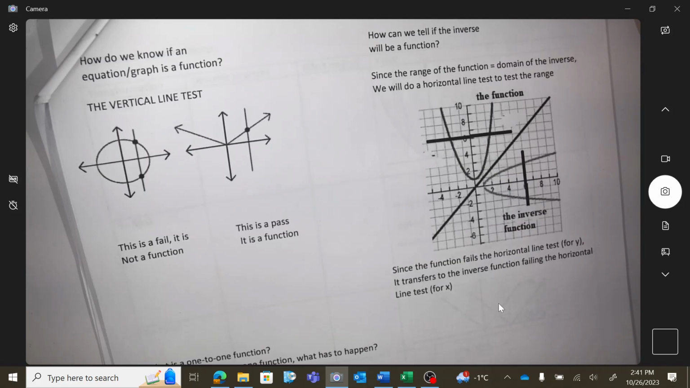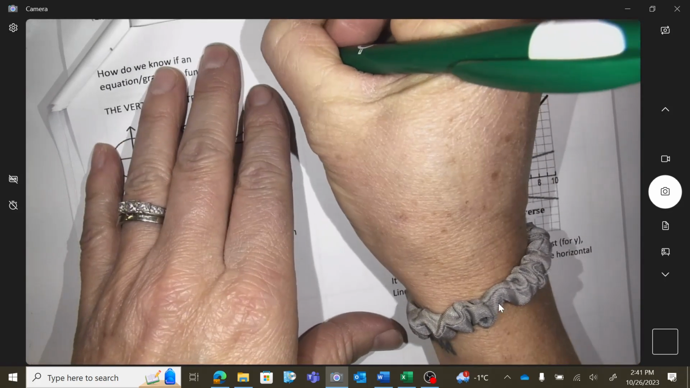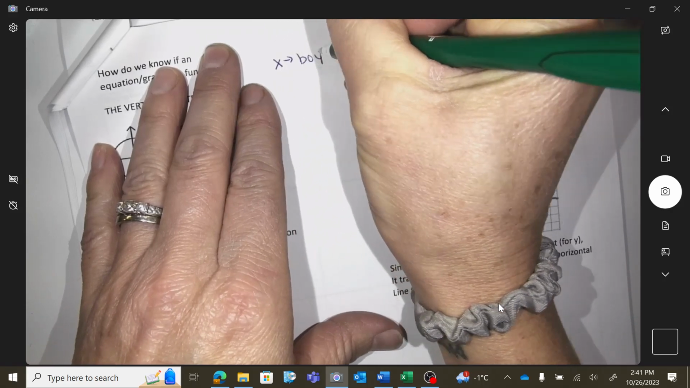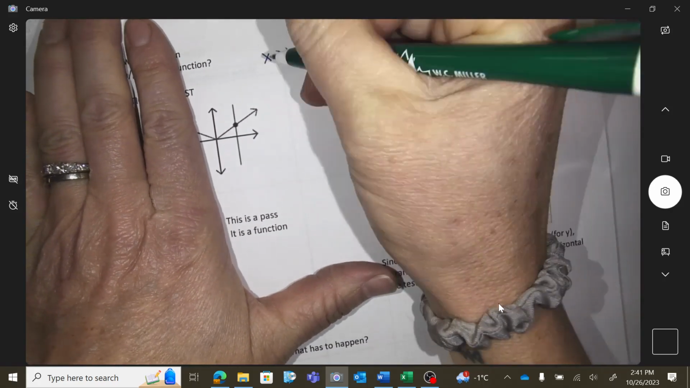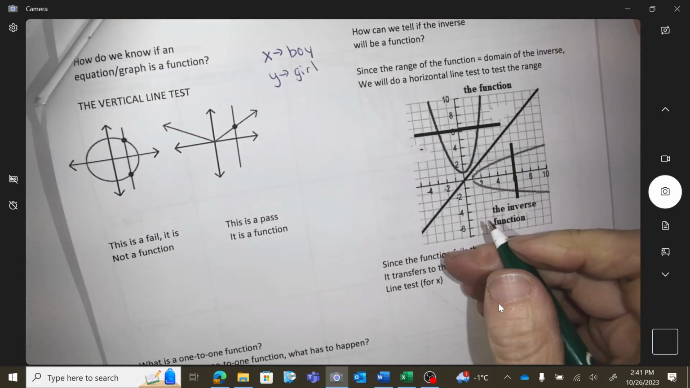Tell me, did you ever hear about a vertical line test in grade 10? Yep. Did you ever learn about boyfriend-girlfriend rules? No. Okay. Did you know that we're going to call X a boy, and Y a girl.